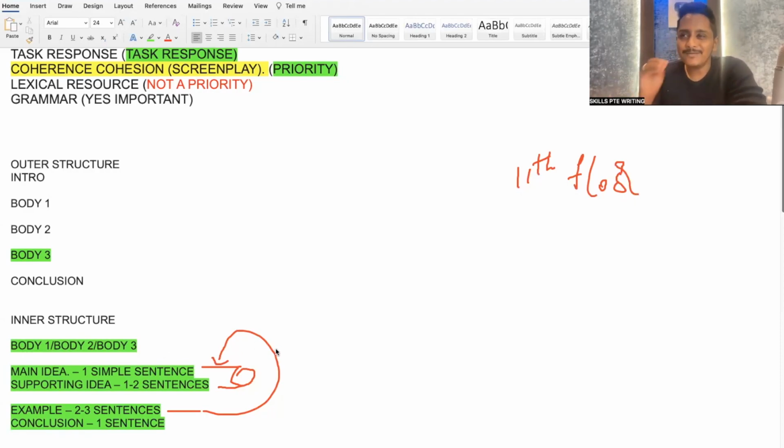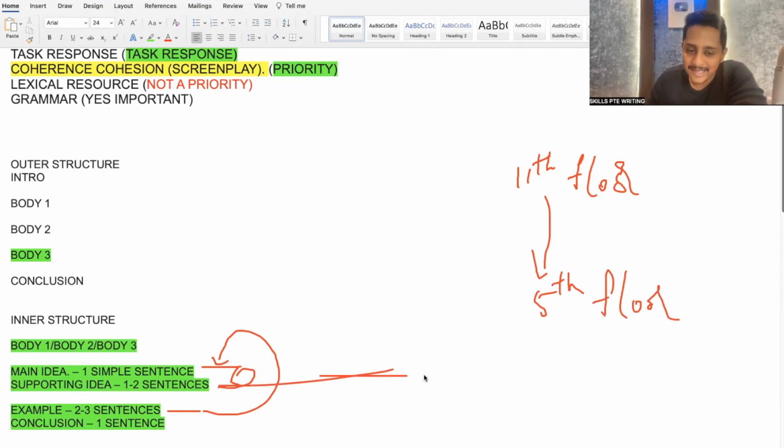The supporting idea is like you give some more of a trailer. People will ask, I'm not understanding much, can you go a little bit deeper? Then you come to the 5th floor. And that is what the supporting idea is. This is the line. Then people will say, I'm not understanding even further, I need more clarity. Then you say, okay, wait, I'll come to the basement.